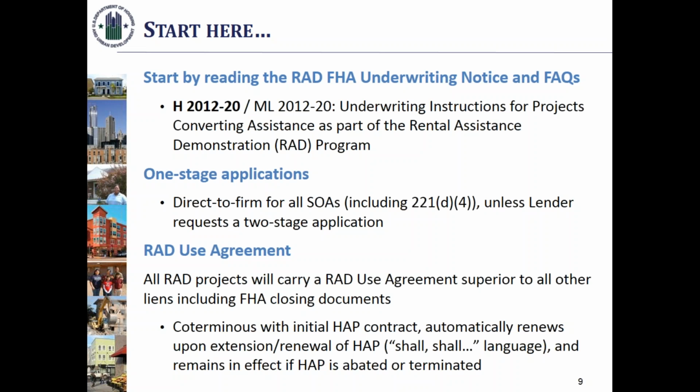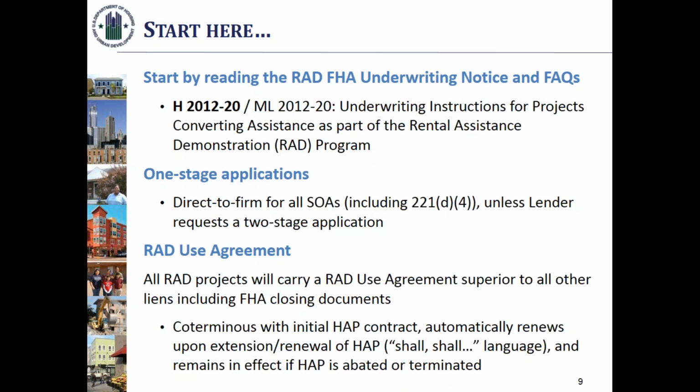But I would say that the first thing that you should do as a RAD designated senior underwriter is start by reading this notice. Take an hour or two, read through it. We're not going to go through everything today. I'll touch on a few high points, but that's really your homework. And then I'm basically just going to go through a few tips and lessons learned. But one thing to know is that all RAD deals qualify for one-stage applications, so they're all direct to firm for all sections of the Act, including D4, unless the lender requests a two-stage application. And as Robert explained, all of these RAD projects will carry a RAD use agreement, which will be superior to all other liens, including the FHA closing docs.